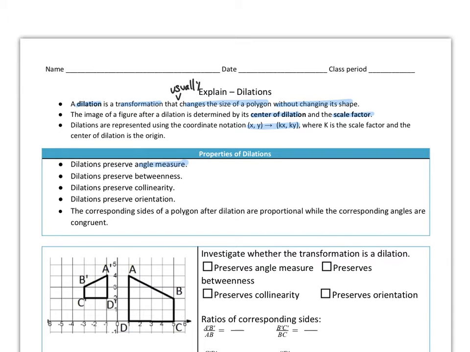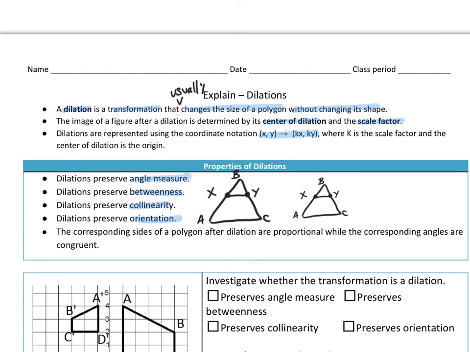So some properties of dilations. Well, they preserve angle measure, betweenness, collinearity, and orientation. What does that mean? Well, for one thing, in a dilation, such as the one shown right here, angle measure is preserved. So angle A is going to be congruent to angle A prime. Angle B is congruent to angle B prime, and angle C is congruent to angle C prime. All of the other angles in these diagrams are also congruent. I've just only marked these ones.